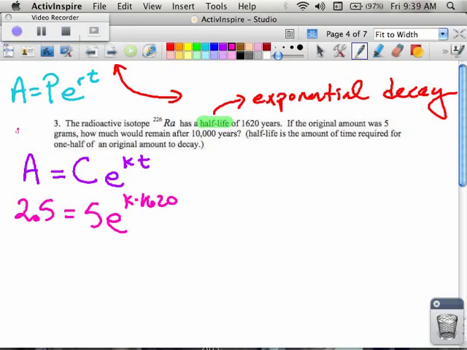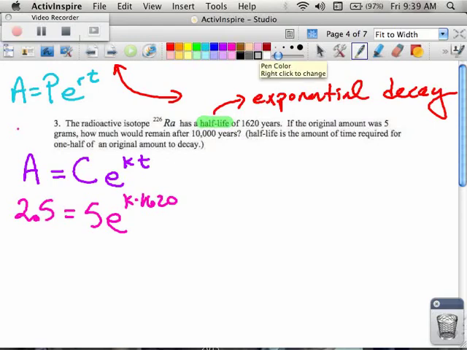Why am I writing this down? What is this going to do for me? Sam? You'll find the rate of decay. That's right. I'll find the rate, the rate constant. Not the amount of years it takes to decay, but the rate that goes along with it. So I'm going to do that next.